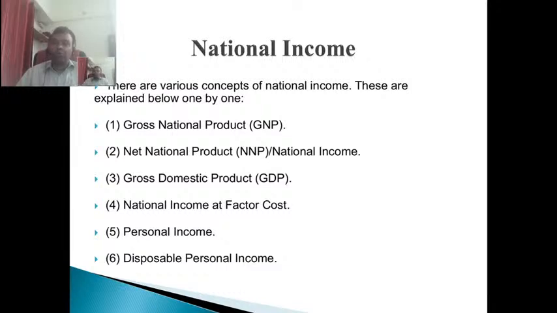Disposable personal income. What is disposable income? Disposable income is whatever money you have left after paying your taxes. After you have paid your taxes, whatever money you have, obviously you can spend wherever you want. But initially, when you receive money, you don't have that freedom. You have to pay taxes. That's why after paying taxes, whatever amount is left is called disposable personal income.